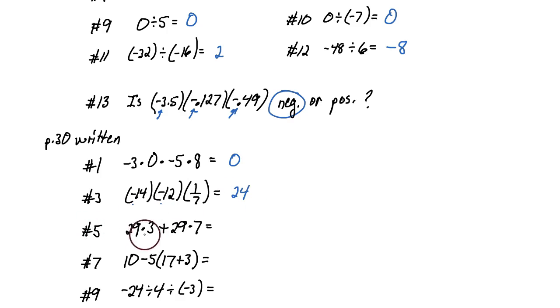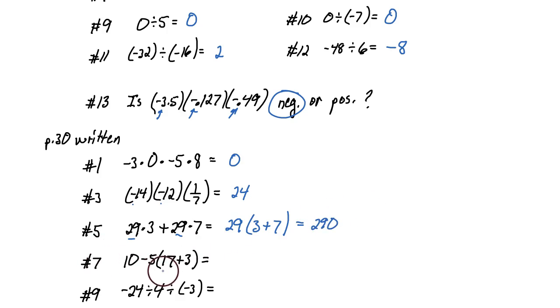Number 5, 29 times 3 plus 29 times 7. Notice the common factor of 29 in both of the products. We can apply the distributive property. This is equivalent to 29 times 3 plus 7. This will make it easier to get the answer. 3 plus 7 is 10. 29 times 10 is 290.